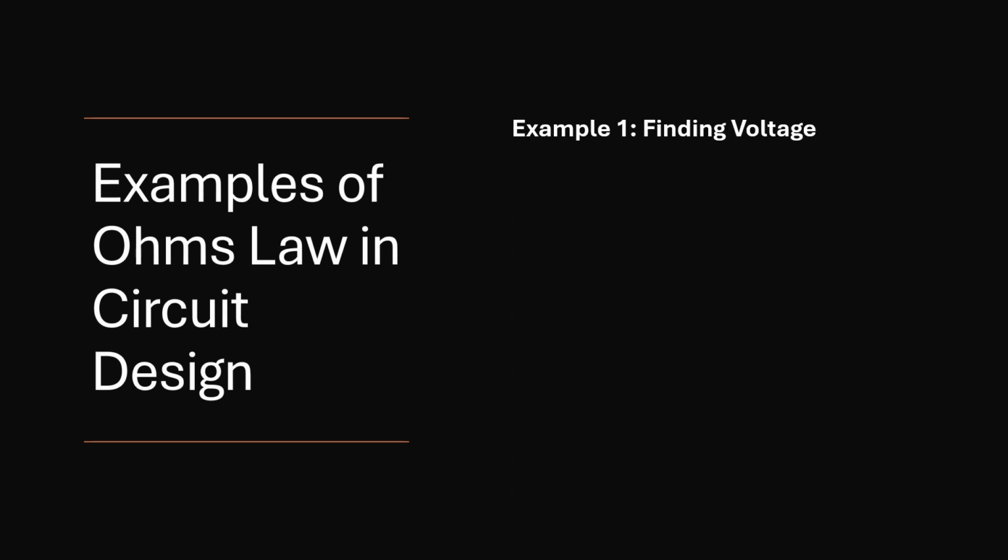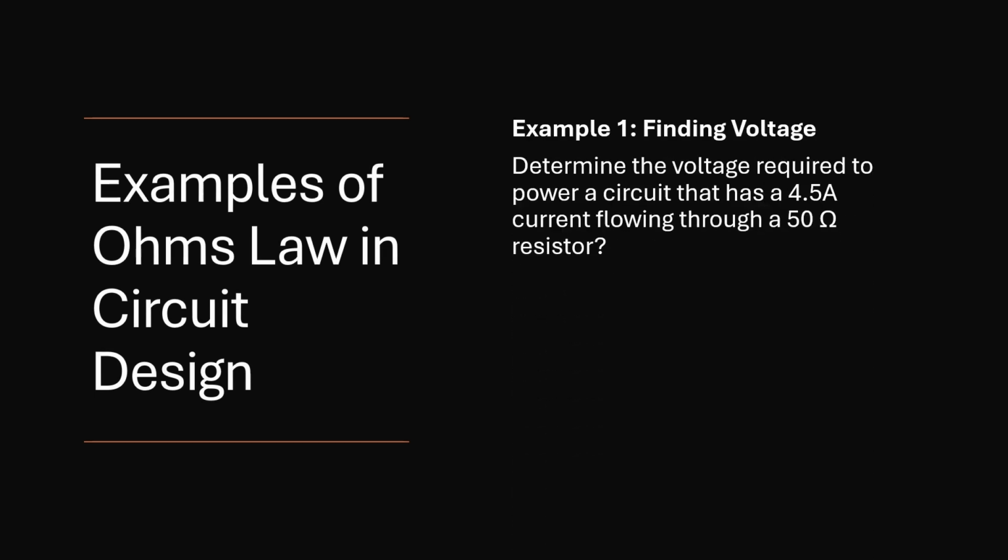Example of Ohm's law in circuit design. Let's say you try to find the voltage. Determine the voltage required to power a circuit that has 4.5 amps current flowing through a 50 ohm resistor. V equals IR. Use that equation. 4.5 amps times 50 ohms. Therefore, voltage is equal to 225 volts.